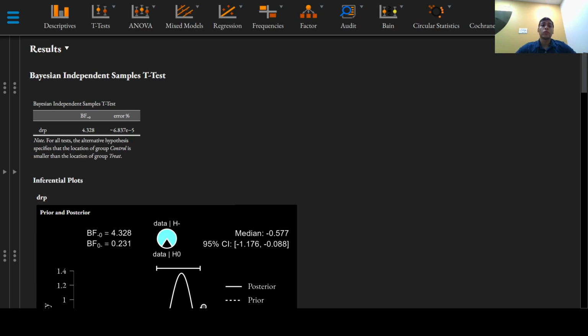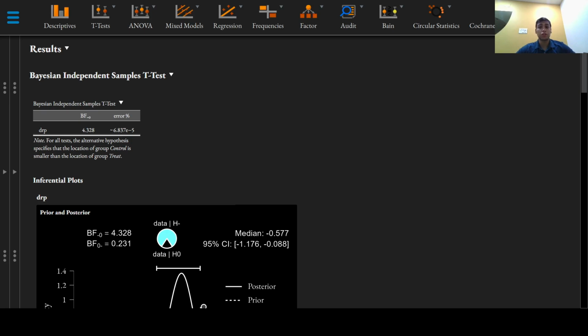A Bayes factor BF10 between 1 to 3 is not worth more than a bare mention. Between 3 to 10, it gives substantial evidence for the alternative hypothesis, such as what we have got here. 10 to 30 gives strong evidence for the alternative hypothesis. 30 to 100 gives very strong evidence for the alternative hypothesis, and more than 100 gives decisive evidence in favor of the alternative hypothesis.